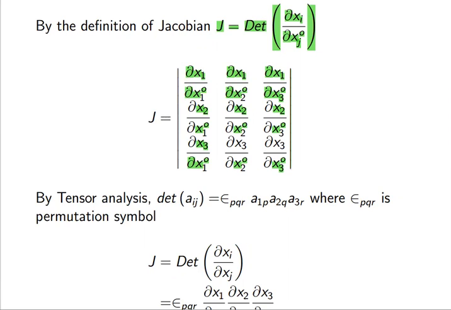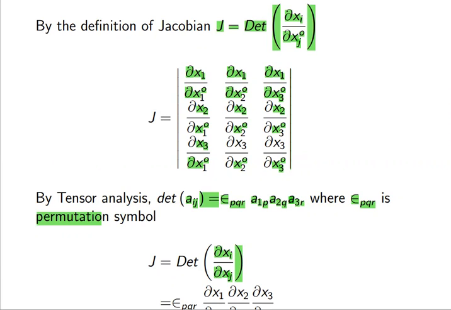By tensor analysis, we know that the determinant of any tensor of order 2, aij, is equal to epsilon pqr a1p a2q a3r, where epsilon pqr is the permutation symbol. Remember, we have done this in our tensor analysis class. So now the determinant of aij is this. Now I have the determinant of ∂xi/∂xj naught. So I rewrite that J is equal to the determinant of ∂xi/∂xj naught. Here I am not writing xj naught in the denominator; that is just by convention.